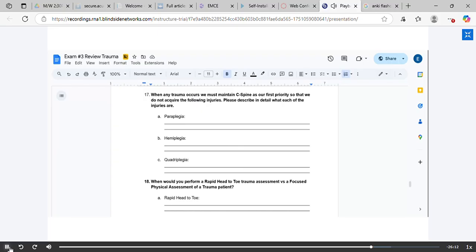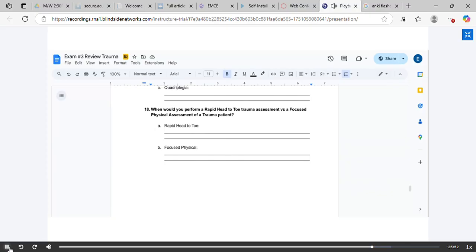Minimizes the ability for the chest wall to expand. Got all kinds of problems that can come off of cervical injuries. Now, paralysis can happen anywhere in your spinal cord. It doesn't have to be just your cervical vertebrae, right? It can be anywhere. Okay.